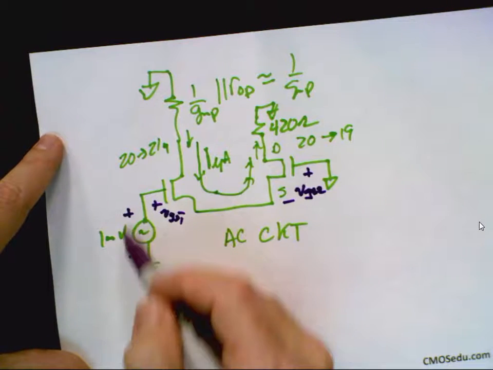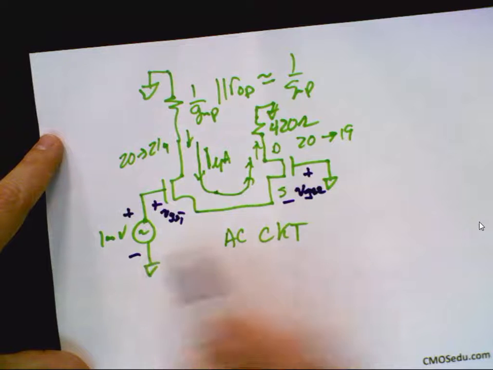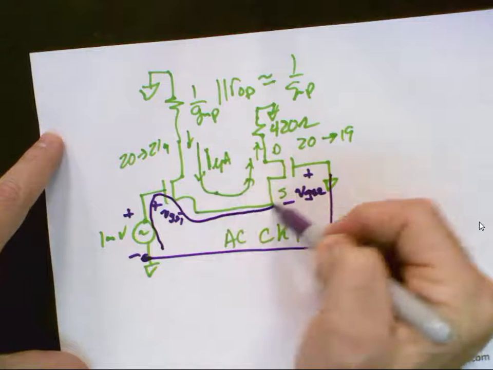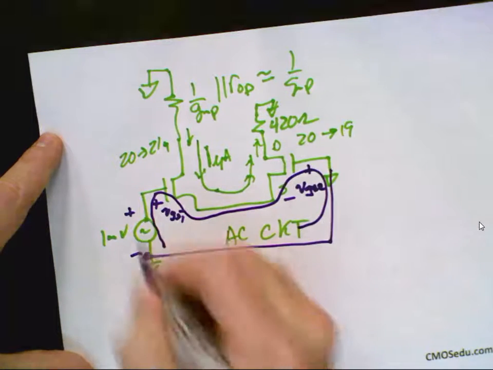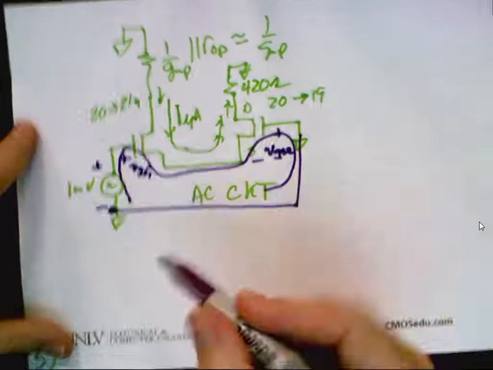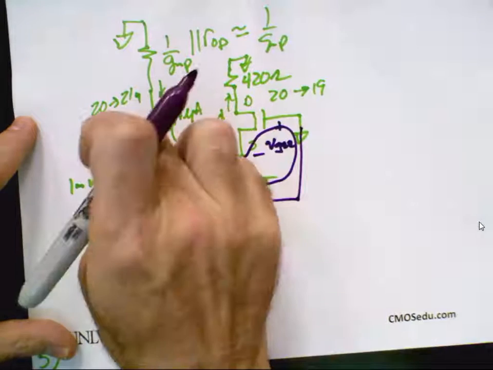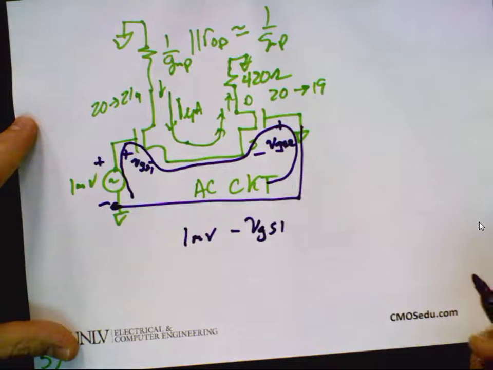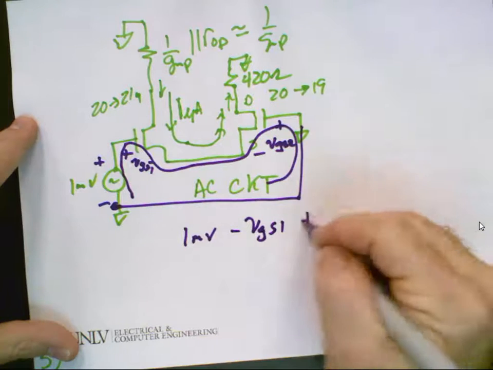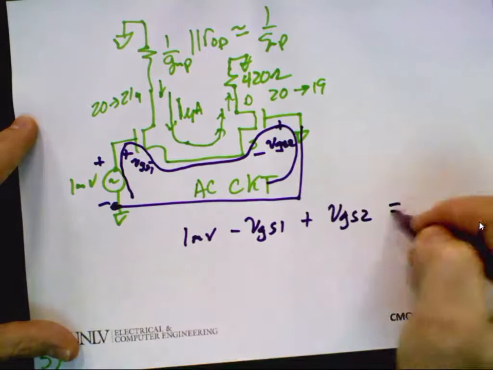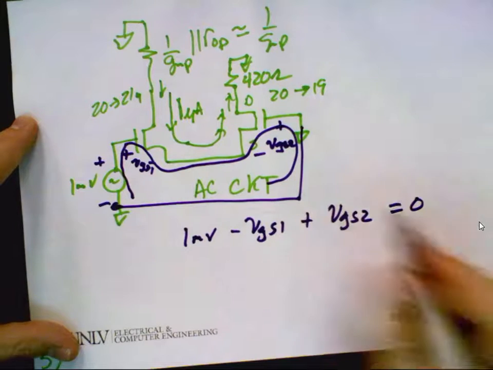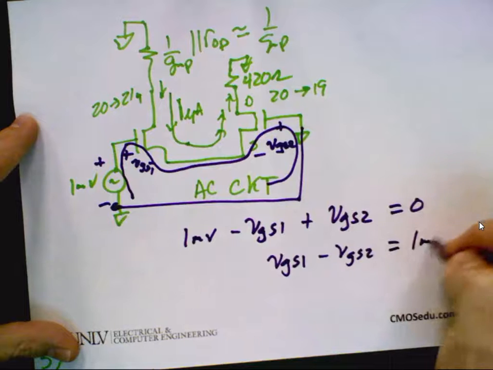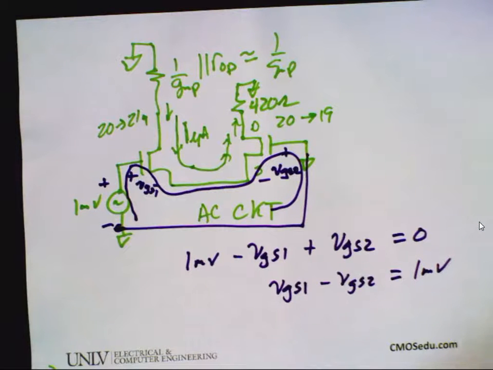I'm going to write a KVL going across. So I write, just so I complete the circuit because I'm learning, I'm going to draw the circuit that I'm writing just like this. And I write, okay, power up, plus to minus to plus, 1 millivolt, minus VGS1, plus VGS2 equals 0. Or VGS1 minus VGS2 equals 1 millivolt. Is everybody cool with that?